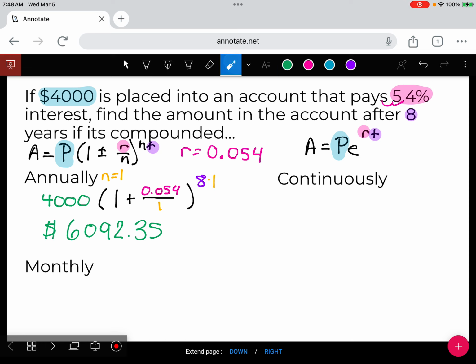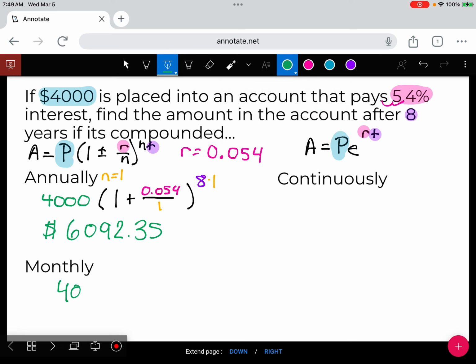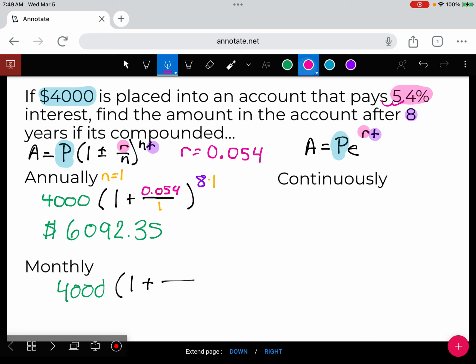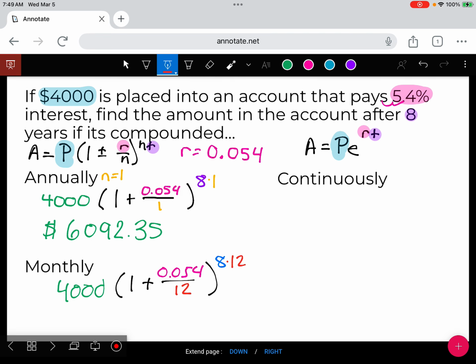So what's going to change between this equation we did for annually and what we do for monthly? The only thing that's going to change is the n. Everything else is going to stay the same. We're going to take our 4,000 and our 1 plus our 0.054. What's our n going to be this time? 12. Everything else stays the same. We're just going to switch out any place that we had an n of 1. We're going to put it as an n of 12.